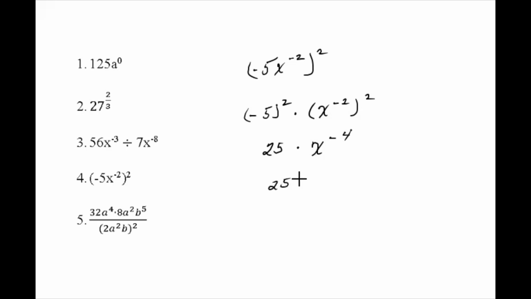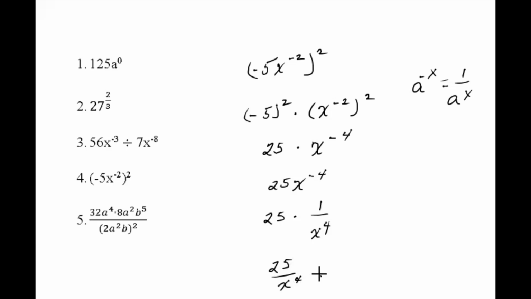So 25 x to the minus 4. But really and truly, to simplify this, since I don't want a negative exponent, I have to take this to the bottom, right? Because I know that a to the minus x is equal to 1 over a to the x. So this becomes 25 multiplied by 1 over x to the 4th. So the power changed from negative to positive. And so this is just 25 over x to the 4th power. And that's my answer there.